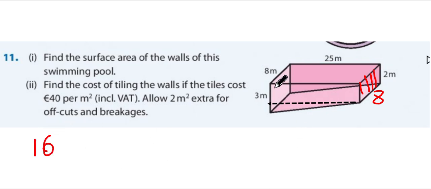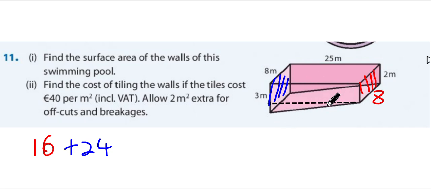Would everybody therefore be happy that the blue one is 24? Okay. Now, where it gets a bit awkward is with the bottom one, doesn't it? Because it doesn't give us the slant, does it? No. In that case, we're not going to include the bottom because you need what's called Pythagoras' theorem, which you guys haven't done.